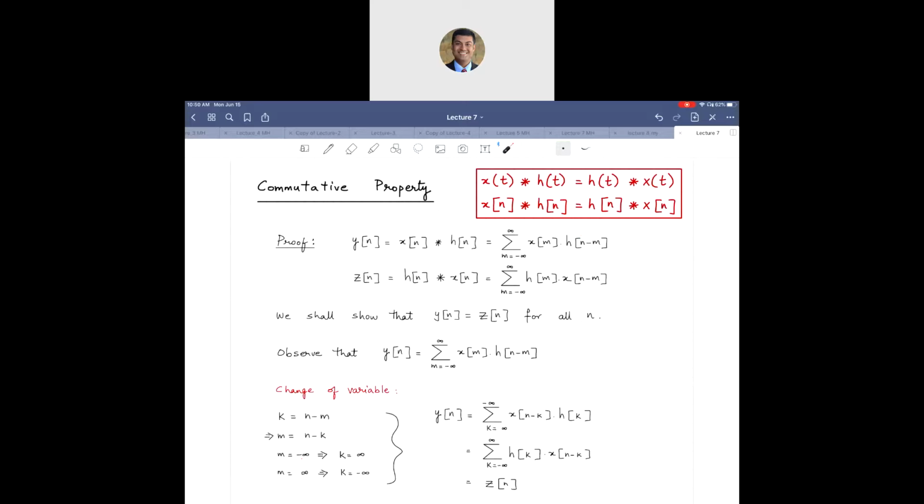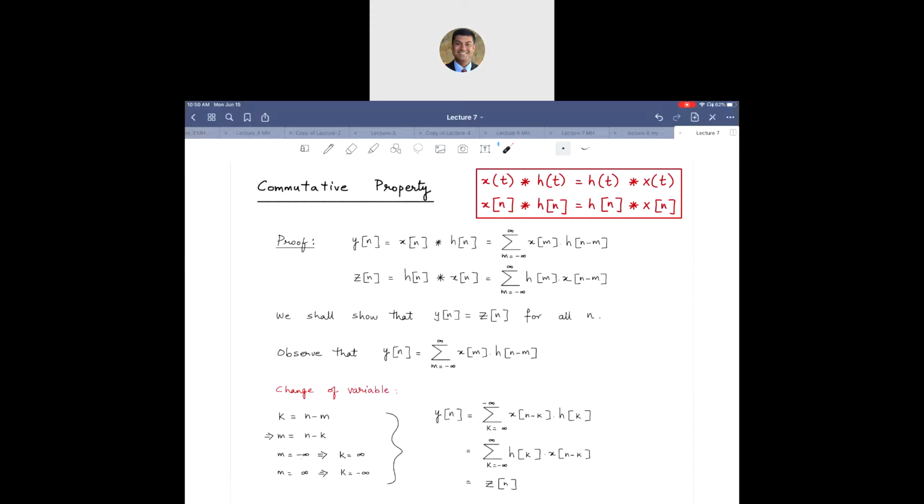Now here is the proof. And I will run through this for the case of discrete convolution, and you could apply the same sort of steps for the integration. The proofs will be very similar. As I mentioned, they all start with using the convolution integral or the convolution sum.